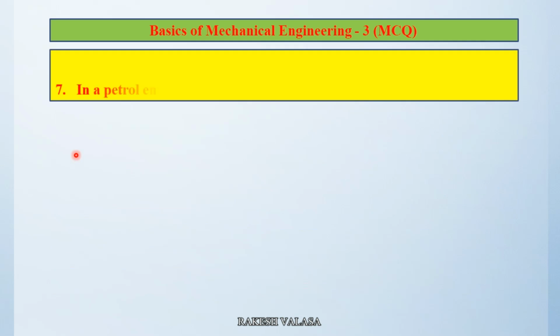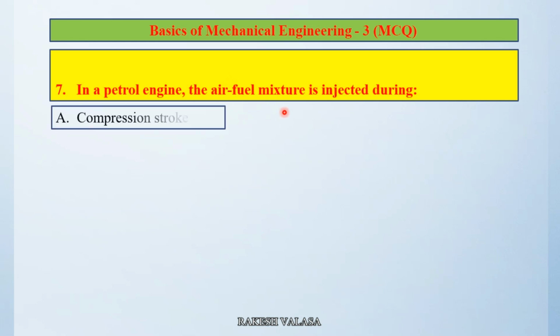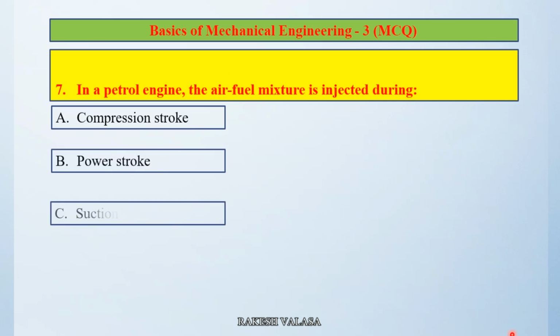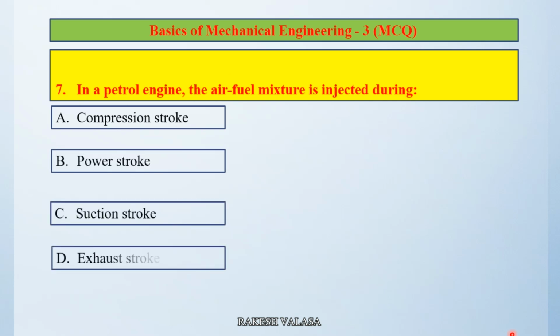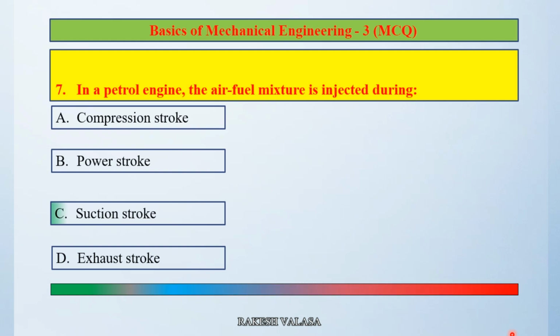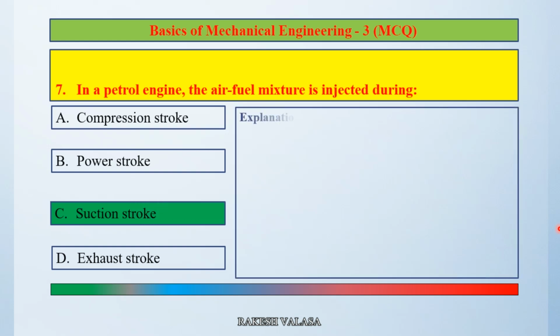Question number 7. In a petrol engine, the air fuel mixture is injected during option A, compression stroke, option B, power stroke, option C, suction stroke, option D, exhaust stroke. The correct answer is option C, suction stroke. Let us see the explanation.